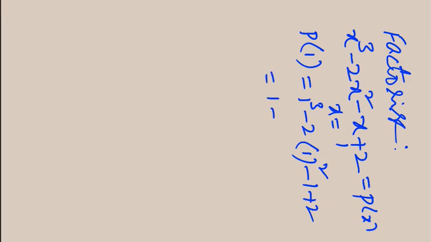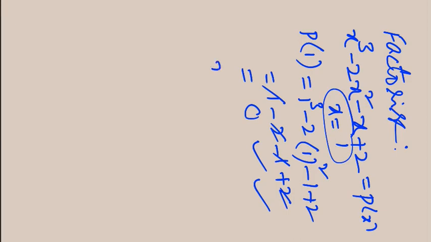In the place of x substitute 1: 1 cube minus 2 times 1 square minus 1 plus 2. Now 1 minus 2 minus 1 plus 2. Here plus 1 minus 1 cancel, minus 2 plus 2, yes, 0 we got directly. If we substitute 1 only, we get 0 as the remainder. Then we can say x equal to 1, that means x minus 1 equal to 0. That means x minus 1 is a factor of the given polynomial. So one factor we got.